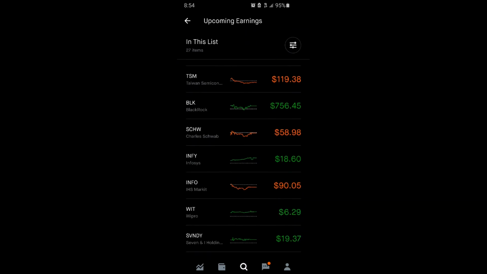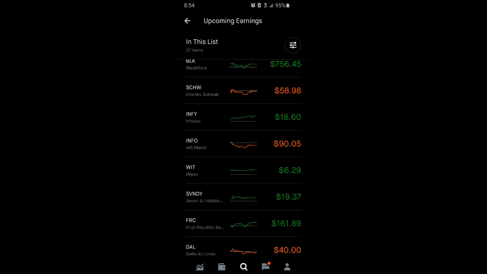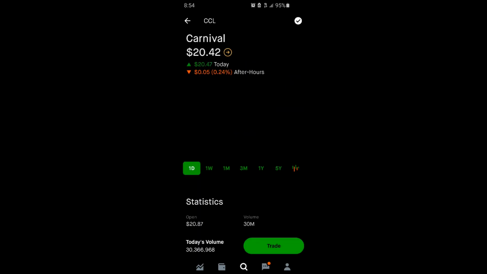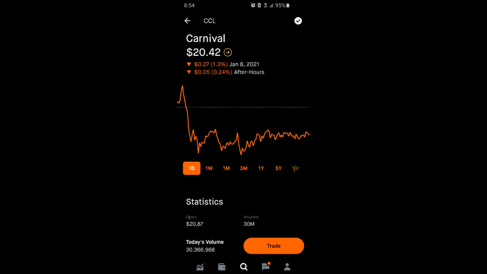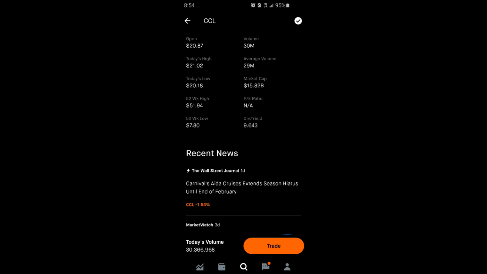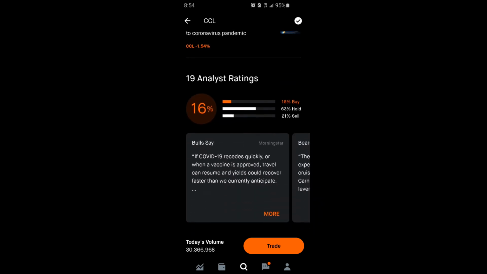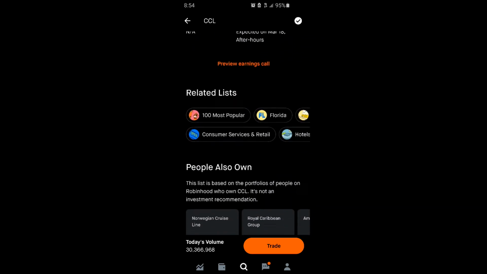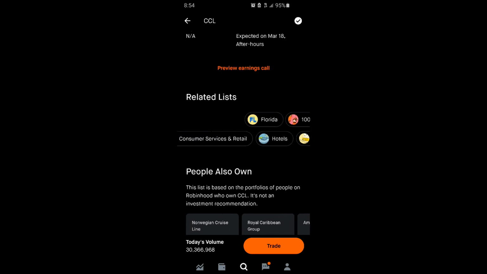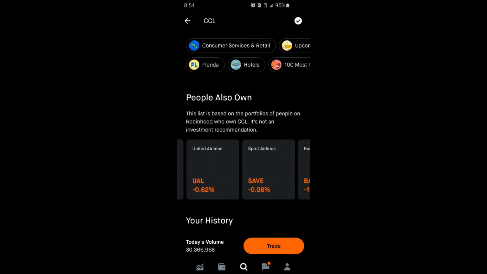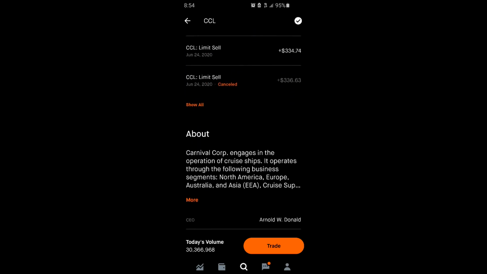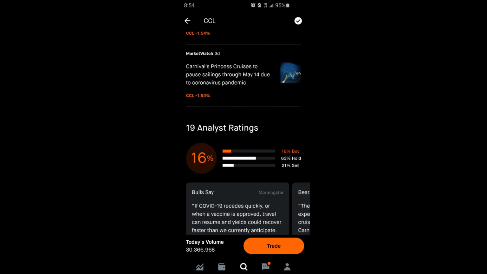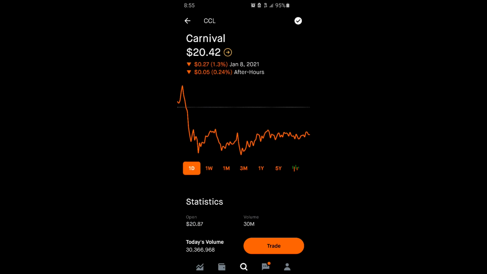But for fun, we're just going to look at one of these. We'll look at Carnival Cruises. Whenever you click on a stock name, this is the main screen for it. You'll see the chart, a little bit of the statistics of it, and then recent news and ratings, earnings, and then similar categories or similar stocks that people also own, and then my history on it, and then about the company and all that stuff. But what we're looking at is how to buy and sell. Right down here you see this big button that says trade, and that's the one we're looking for.